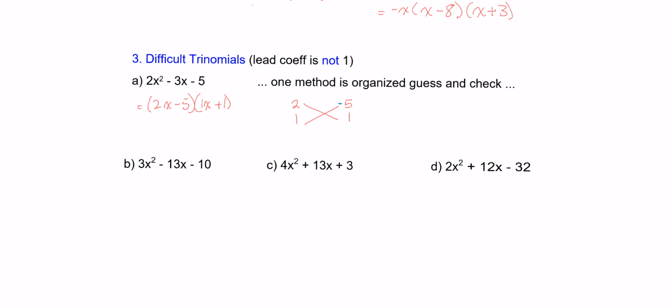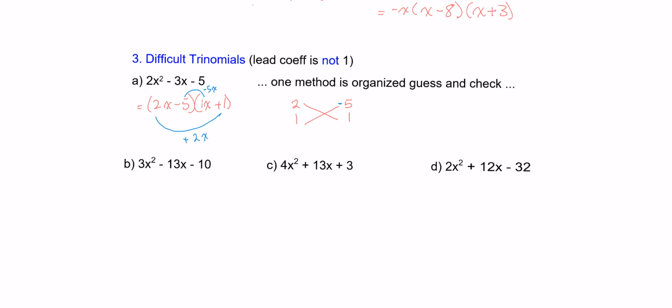So let's do the same again for these other ones that we have. And just the last thing, we'll take a look. We know that this and this gives us plus 2x. And this gives us minus 5x. When we add those two together, we end up with minus 3x, which is what we want. Now our next problem is 3x squared minus 13x minus 10.